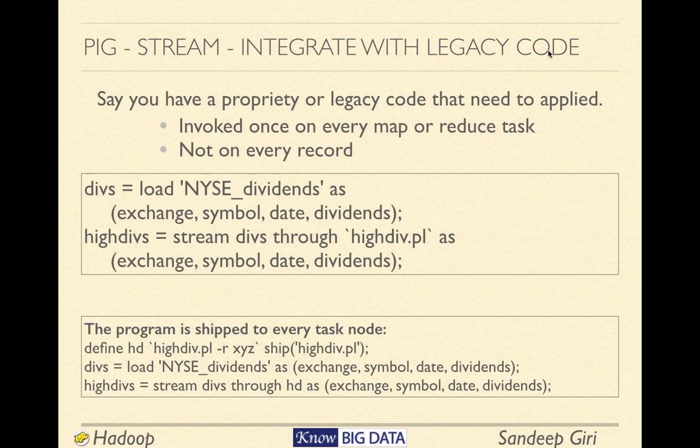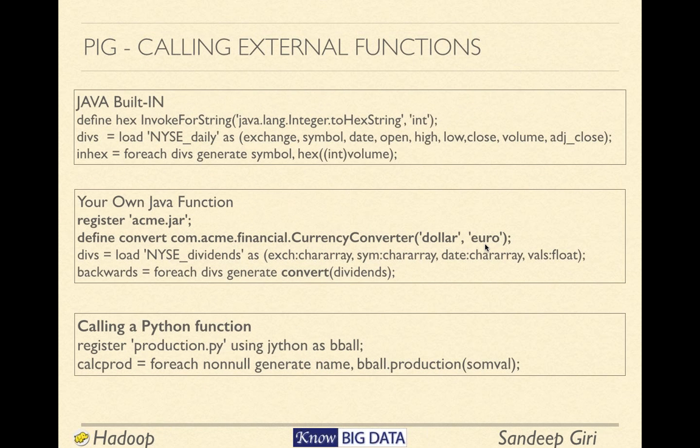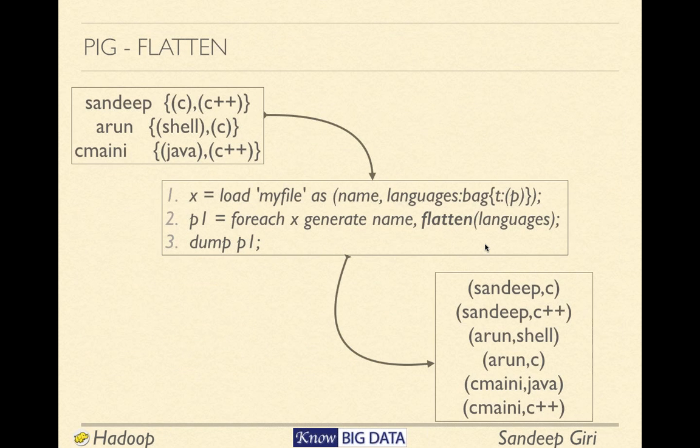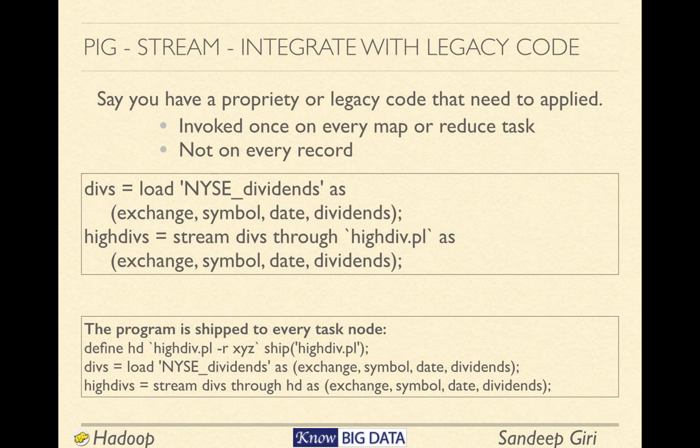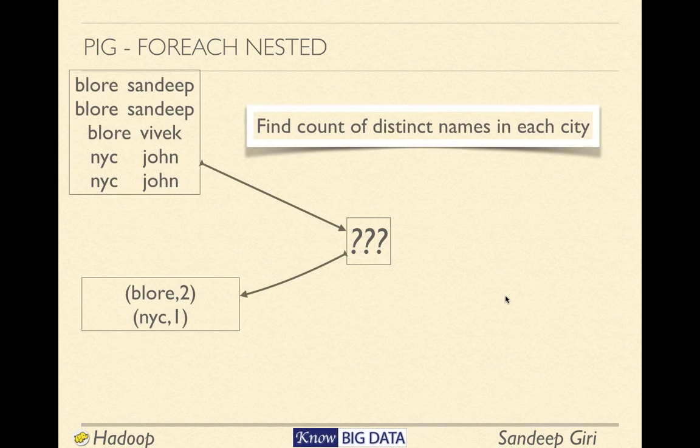All right, good. So keep the session interactive. Keep asking questions. Last time we talked about PIG. We even talked about how to use PIG's external functions, and we talked about flatten. We talked about PIG calling external functions. We talked about how to integrate with the legacy code, and there is something called PIG for each nested. We talked about the for each clause in PIG, which basically does iteration over the records.